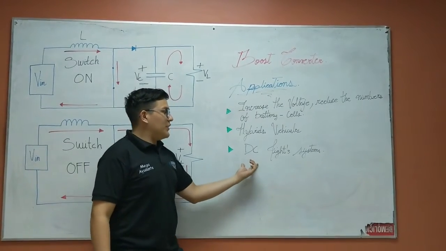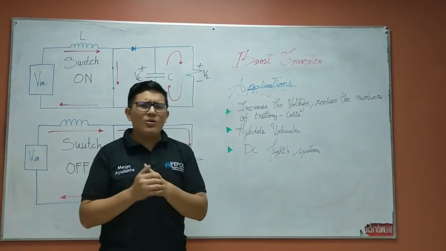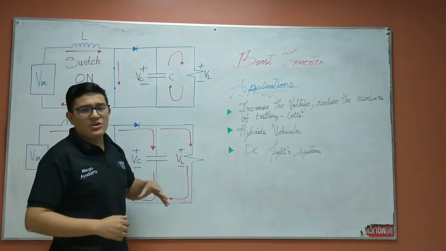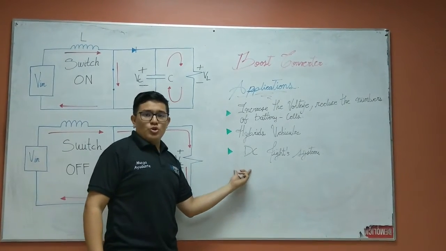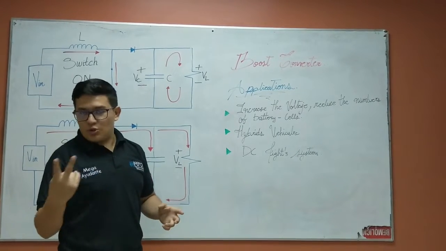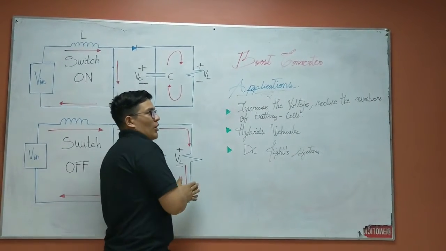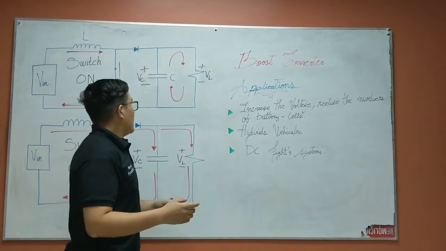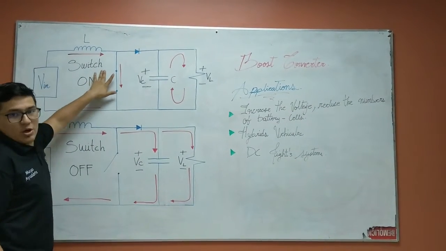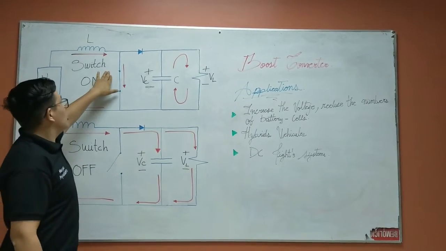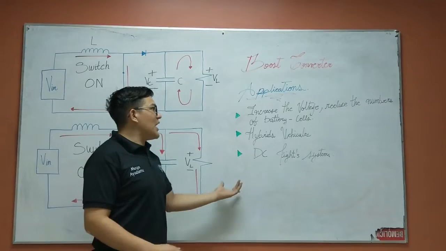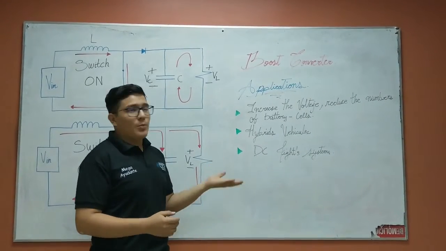Finally, we have DC light systems. And how does it function? As we saw in the first application, we are going to use just one or two batteries to have a voltage that can give the current necessary to start working a diode. And those are some applications of the boost converter.